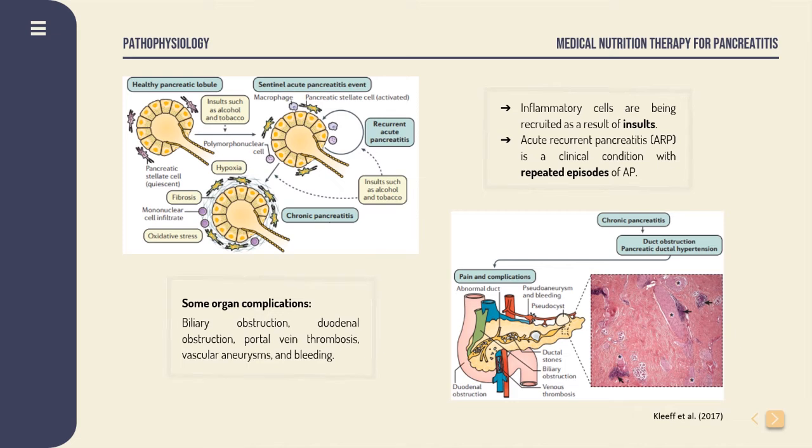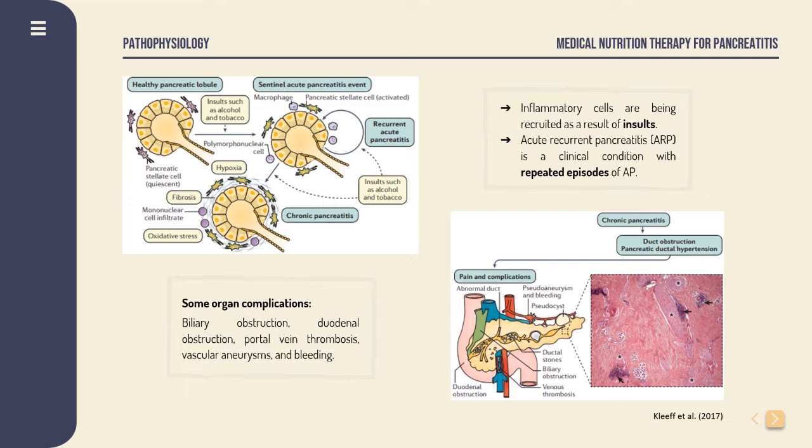The first episode of acute pancreatitis is characterized by recruitment of inflammatory cells, triggered by insults such as alcohol and tobacco. Repeated insults cause acute pancreatitis, activating pancreatic stellate cells and initiating pancreatic fibrogenesis, leading to chronic pancreatitis in most people. Particularly, this insult causes pancreatic histopathological changes in a large percentage of people, with the majority remaining asymptomatic and a few developing clinical disease.